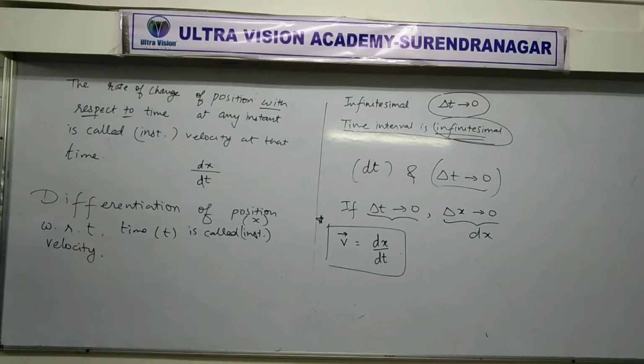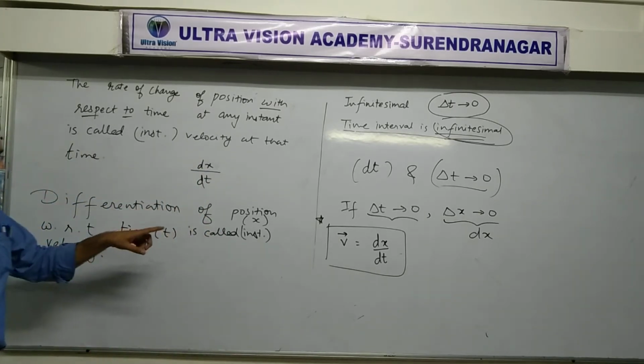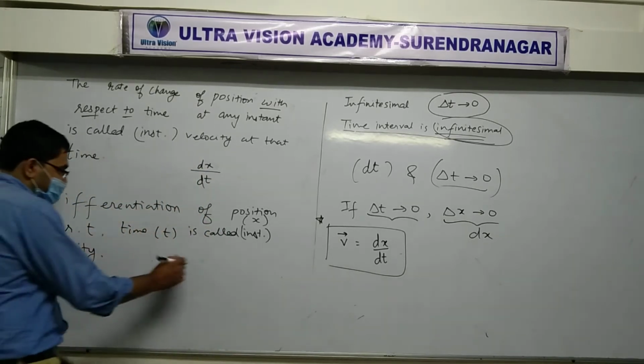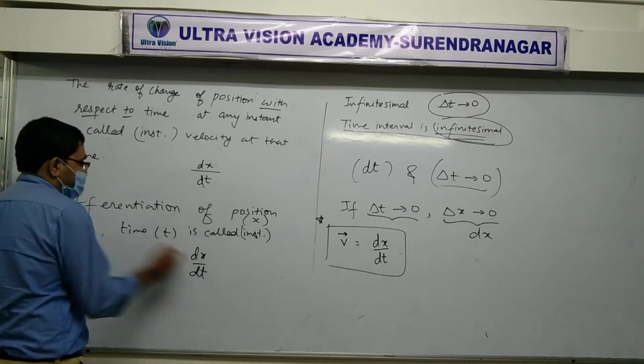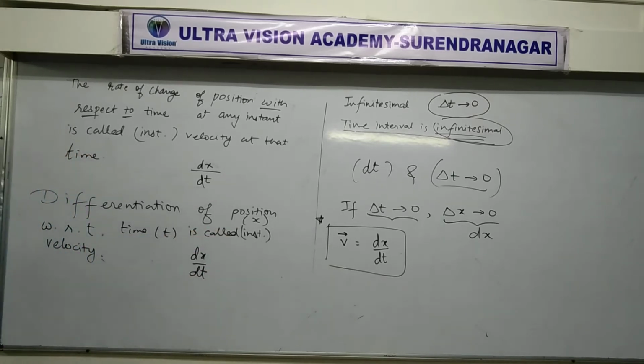So these are two meanings of the word velocity. Whichever you want, you can choose. Both tell you the same thing. Differentiation of position with respect to time means dx by dt.